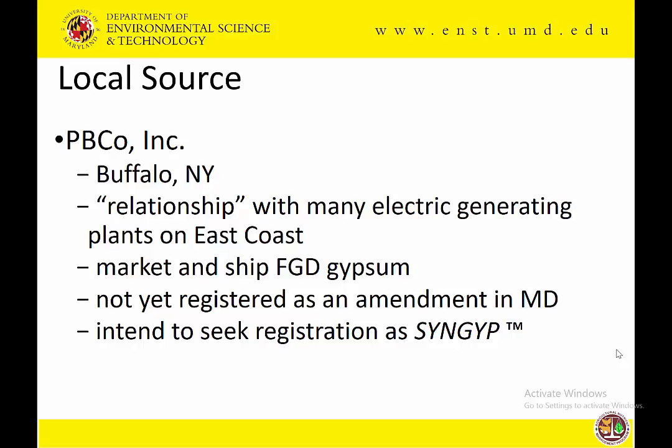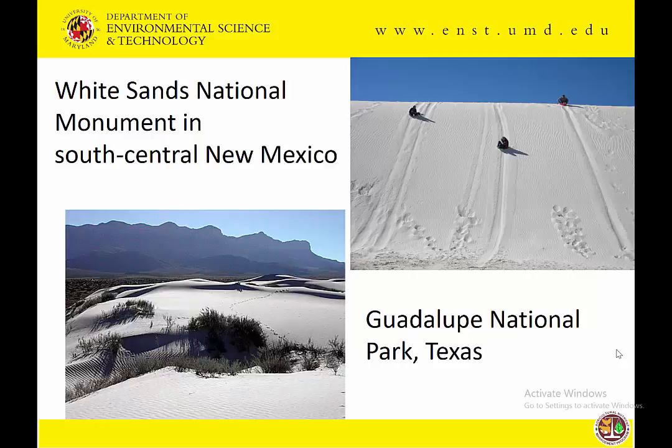Run by a company out of Buffalo with a lot of experience in shipping all kinds of materials all over the world. All right, so I wish them well. So if you want to know how much it'll cost, call those guys.